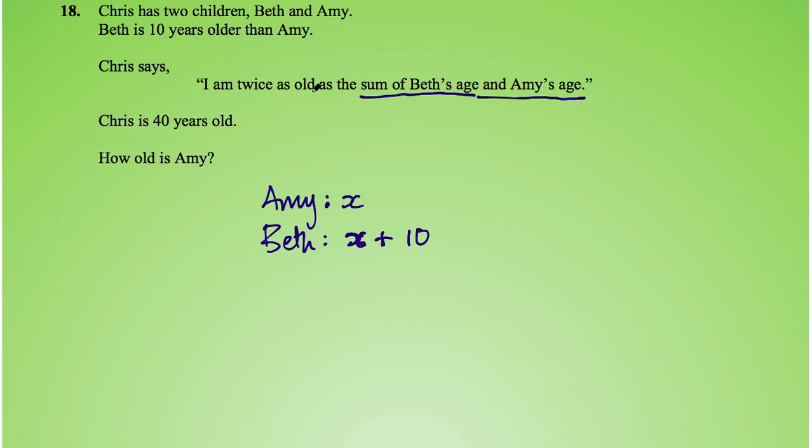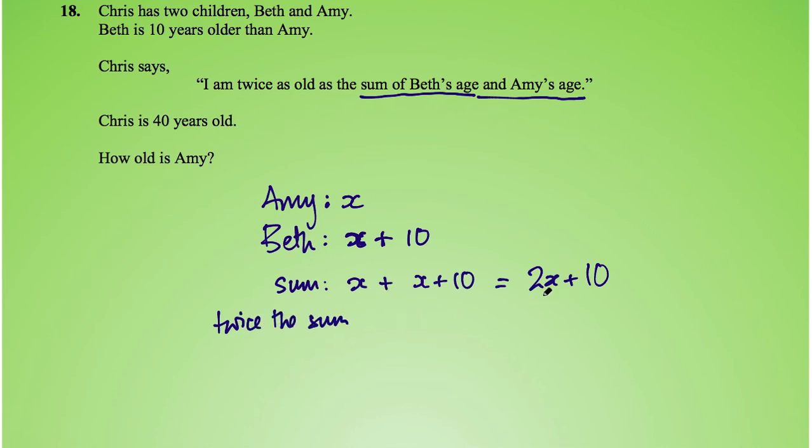Chris says he is twice as old as the sum of Beth's age and Amy's age. So let's do the sum of their ages: X plus X plus 10. That's Amy plus Beth, which can be written as 2X plus 10. And Chris is twice as old as the sum. So that is double 2X plus 10. That's 2 lots of 2X plus 10. That is 4X plus 20. And that is equal to 40 years old, because Chris is 40 years old.